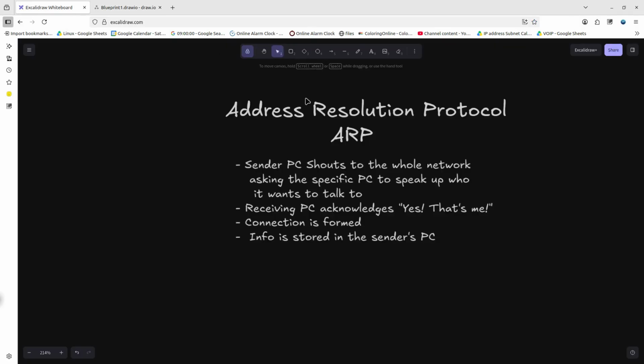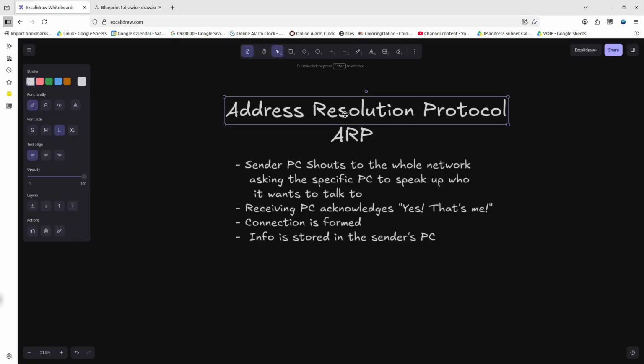So in this one, we will understand Address Resolution Protocol, or ARP, and how the sender PC is able to locate the correct MAC address, okay? So without further ado, let's jump right in.